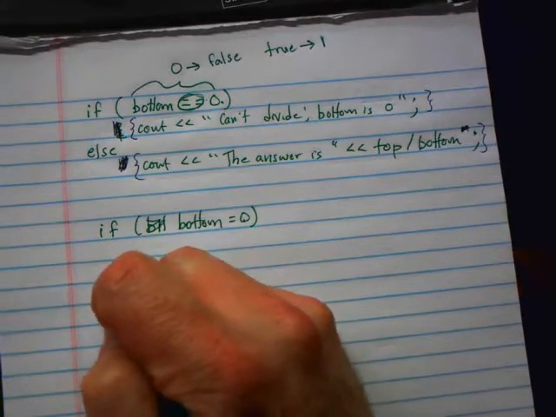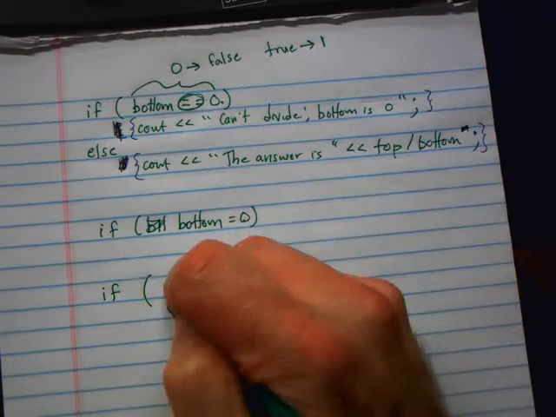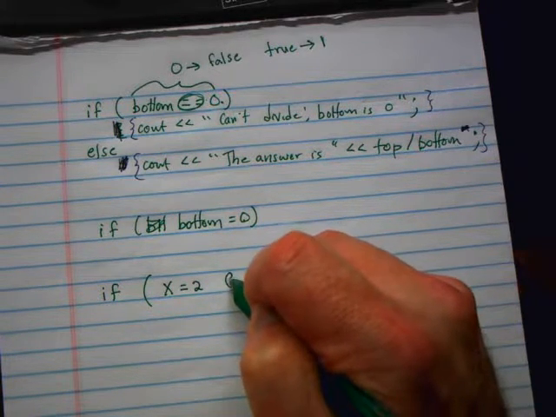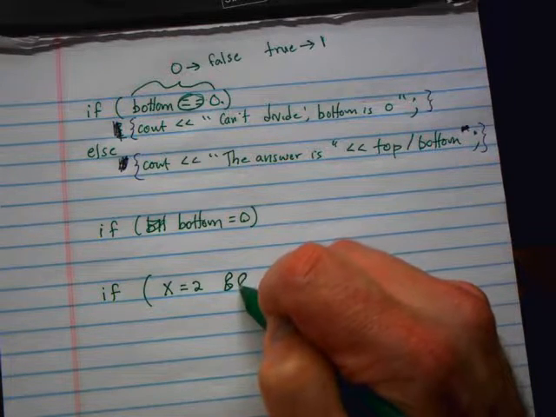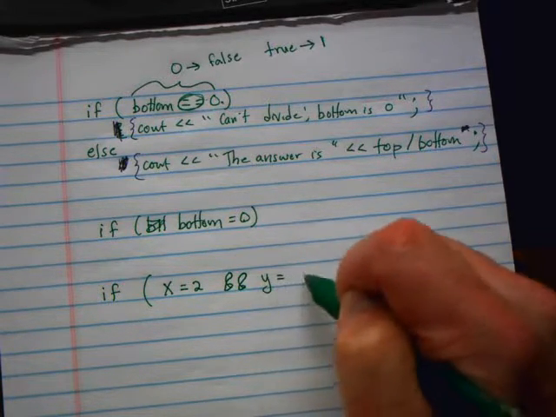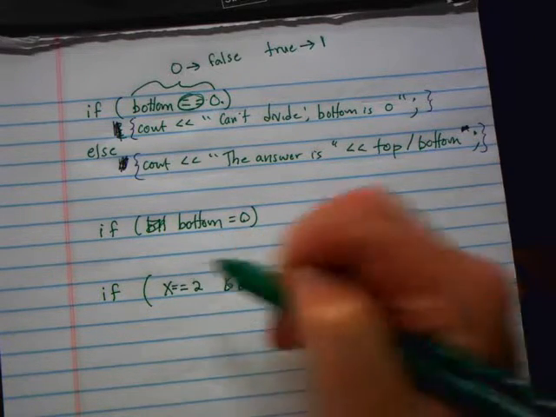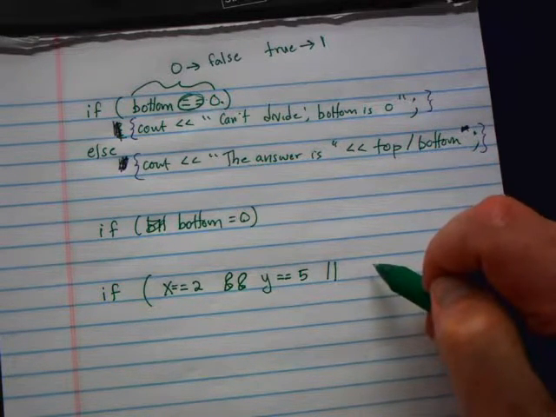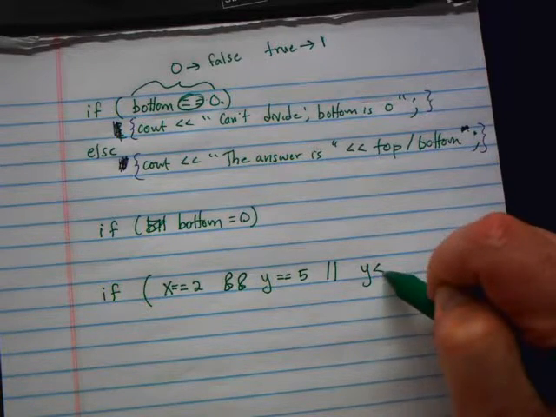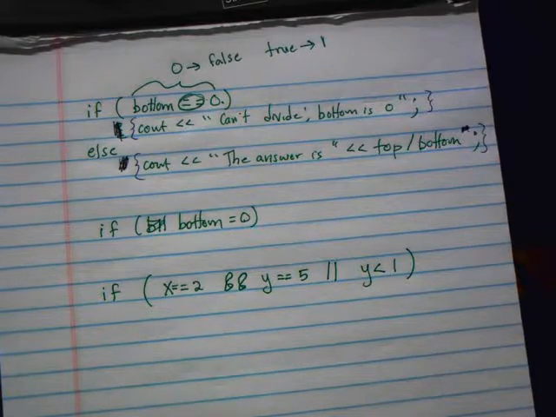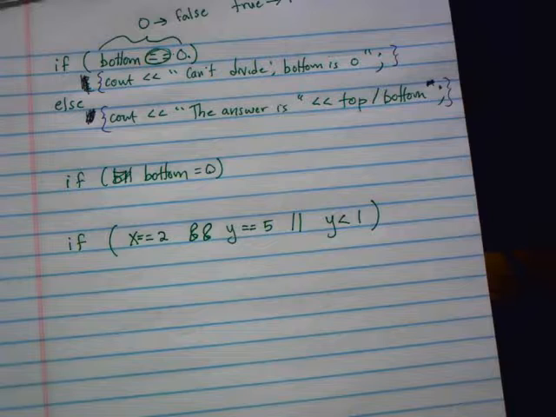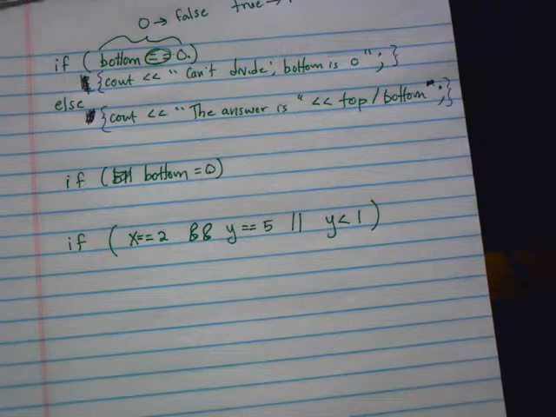All right, so the last thing I wanted to talk about was, let's say you wanted: if x equals 2, and, I have a very difficult time writing the ampersand symbol by hand, so that's what this is supposed to be, and y equals 5, or y is less than 1. Say you're going to mix ands and ors.